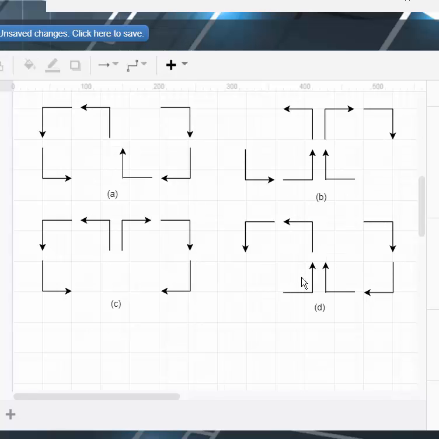Now I want you to look at these 4 algorithms and determine whether they are deadlock free.